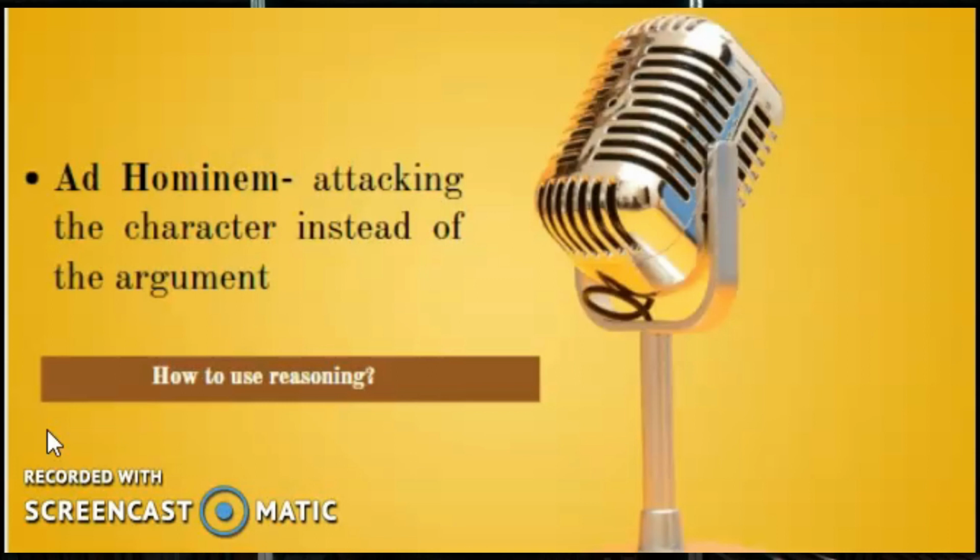He sees them as persons who don't have any right, who are not educated enough to talk to him. So that is how ad hominem works. You are not seeing the person based on his intelligence or based on his capacity to reason out. Instead, you are seeing him based on his character.